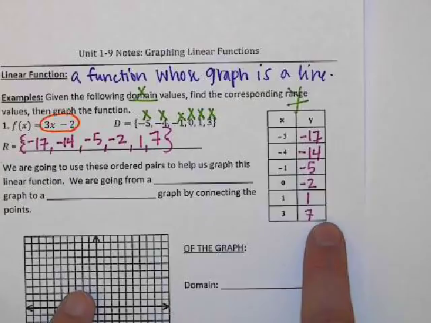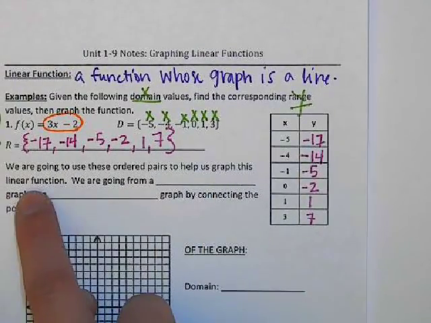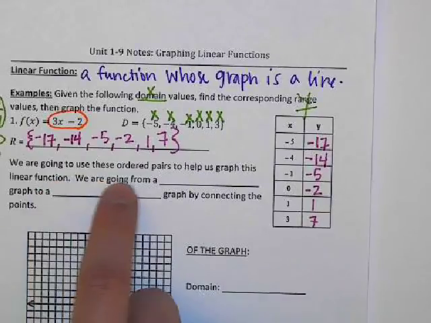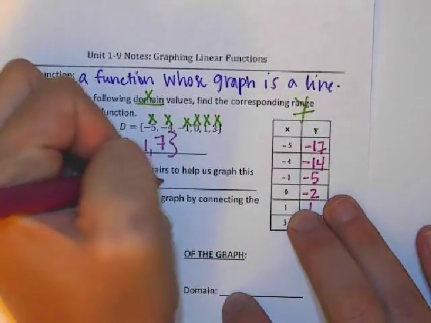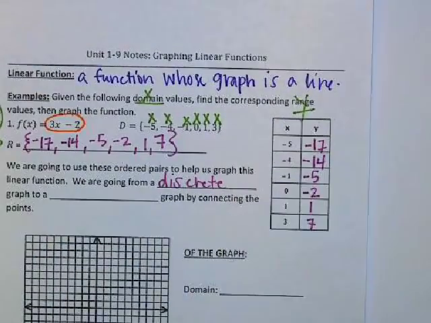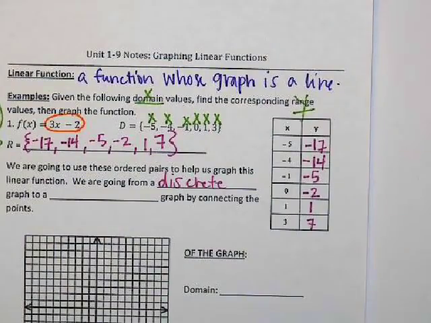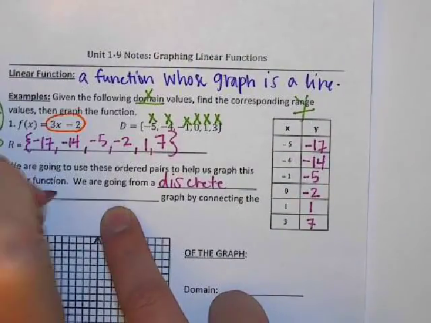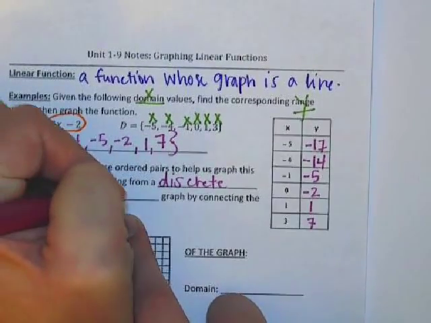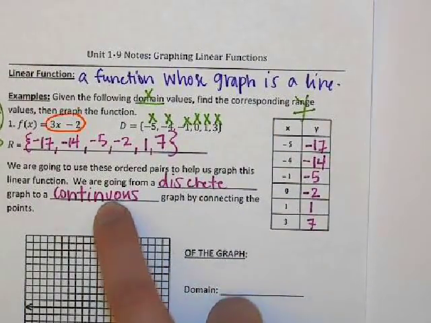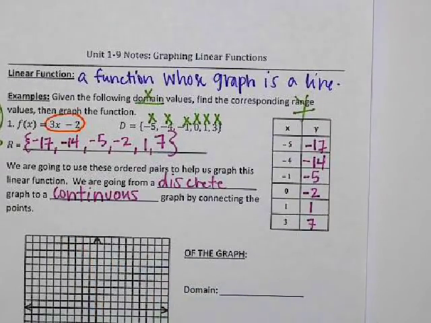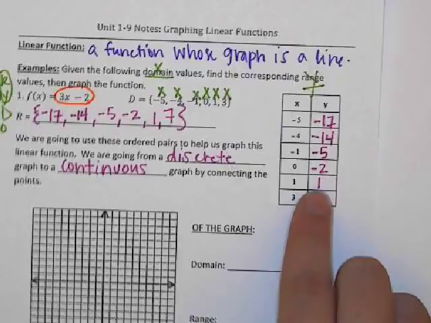Okay? Then it says we are going to use these ordered pairs to help us graph this linear function. What's linear mean? Line. What's function mean? Equation. So my line equation. We're going to go from discrete. What's discrete mean? Just dots on a graph, right? So we're going to put a bunch of dots on the graph. So we're going to start with discrete, all the dots on the graph, to continuous. What's continuous mean? A line. Good. So we're going to go from just dots, and then we're going to connect the line. Got it? Questions?